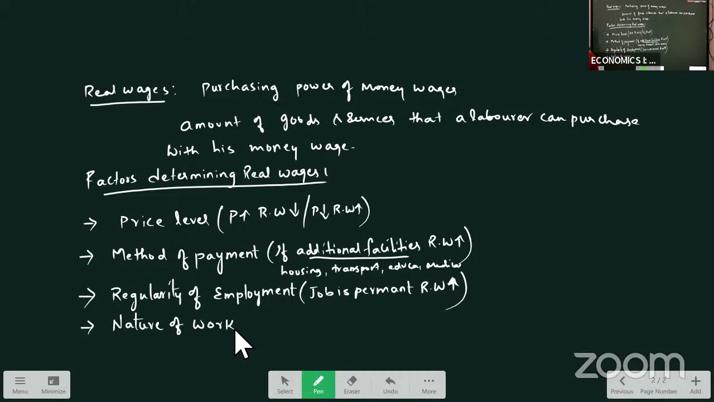So here we can say, if work is risky, real wages are low. If the work is smooth and without any risk, then real wage will be high. Okay, so that is the concept of nature of work.